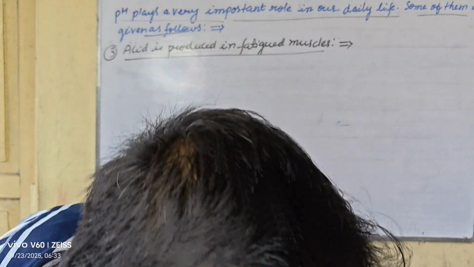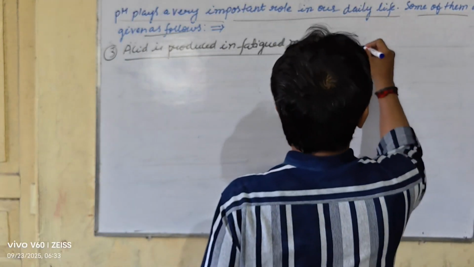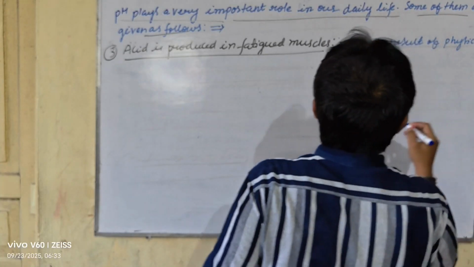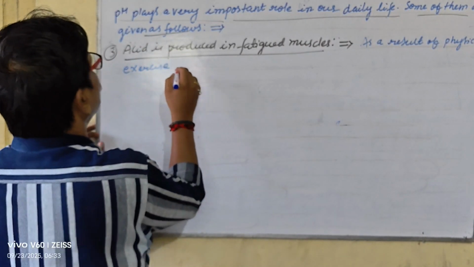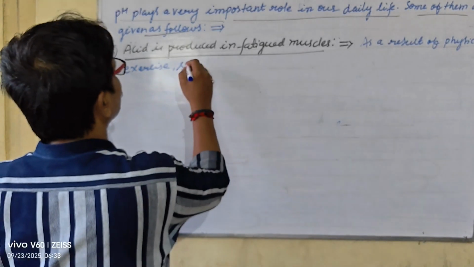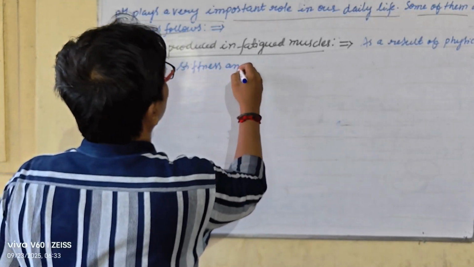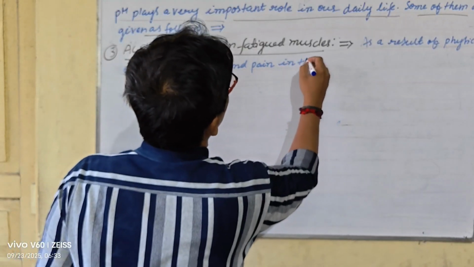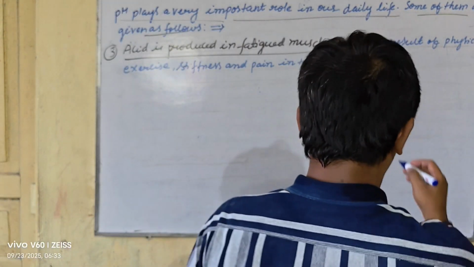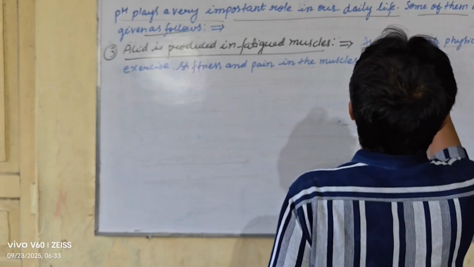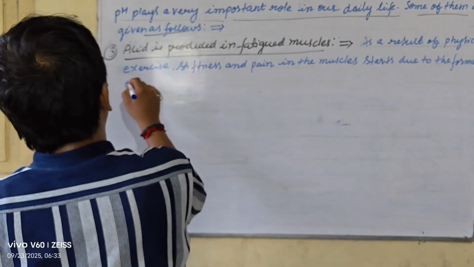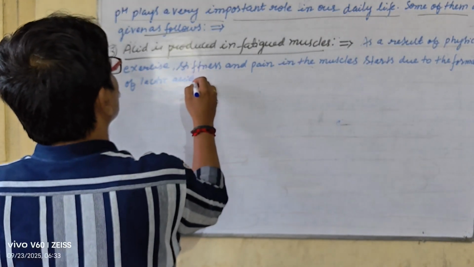How is acid present in muscles? As a result of physical exercise, if you do physical exercise, stiffness and pain in the muscles start due to the formation of lactic acid.